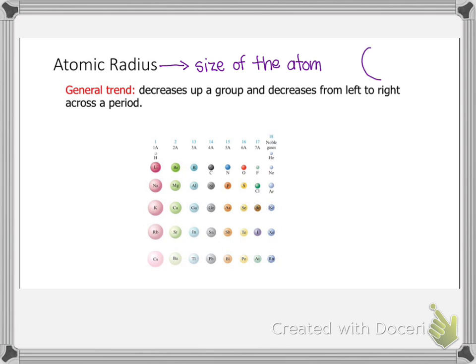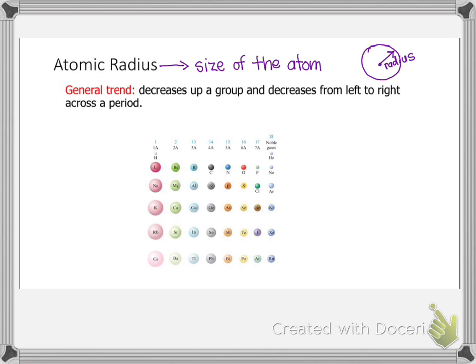So if you think of a circle or a sphere, the radius is the distance from the center to the outside. That's the radius. So if we're talking about atomic radius, that's another way of saying the size, how big the atom is. Now you can see here I've written the general trend. It decreases up a group and decreases from left to right.